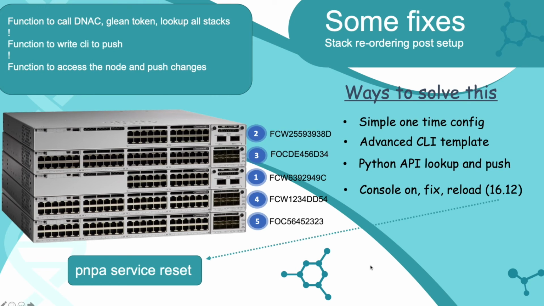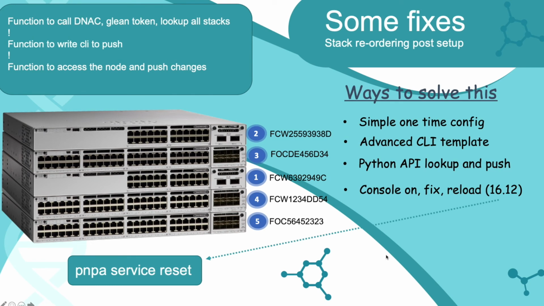This command's cool. In 16.12, this was introduced. Instead of having to wipe the box, when you console in and you interrupt the auto configuration process, it stops plug and play. Once you do the manual configuration of the stacks, you can type in this command, pnpa service reset, and it will wipe the box, reload it, and then it will restart plug and play. Bearing in mind that running this won't wipe the configured order of the stacks.